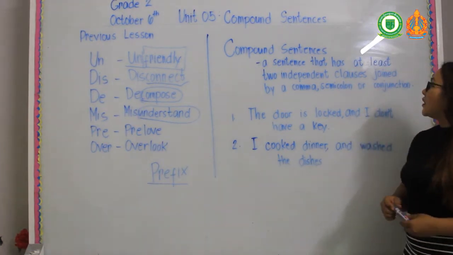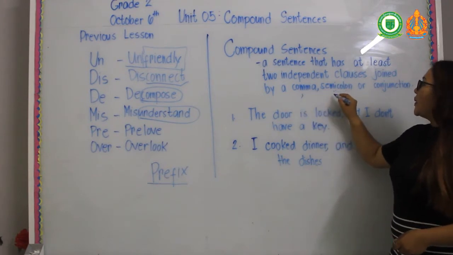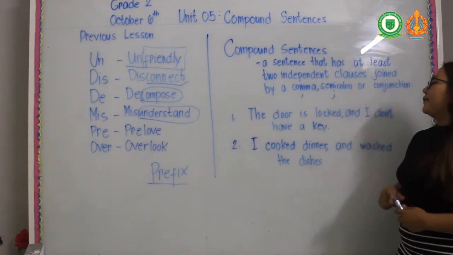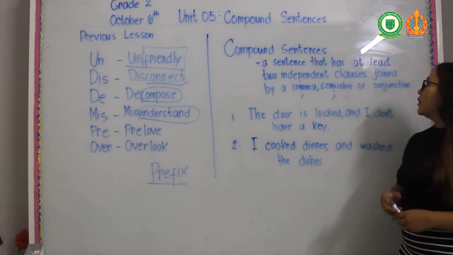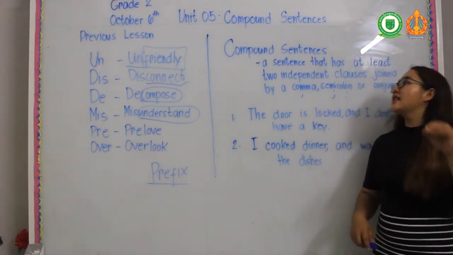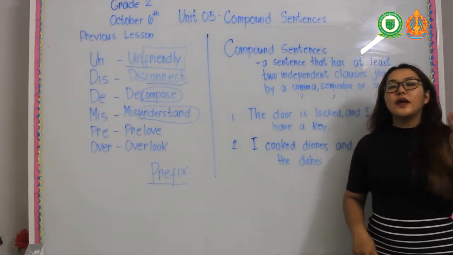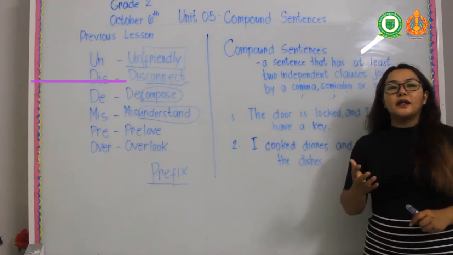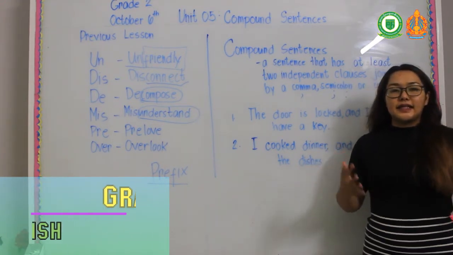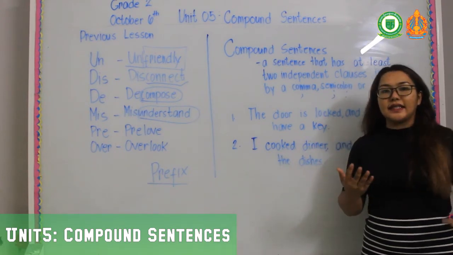Two independent clauses joined by a comma, semicolon, or conjunction. Okay? This is colon, this is semicolon. Right. So again, a compound sentence has at least two independent clauses. When we say independent clause, it means it has a subject, it has a verb, it can stand on its own, it has a whole idea, it has sense.